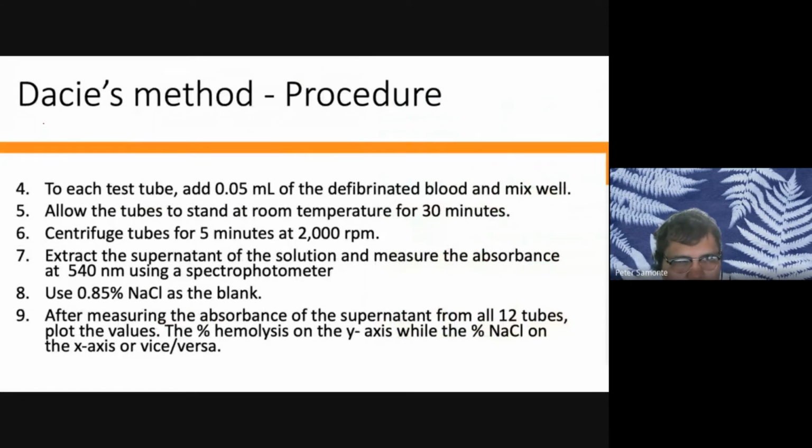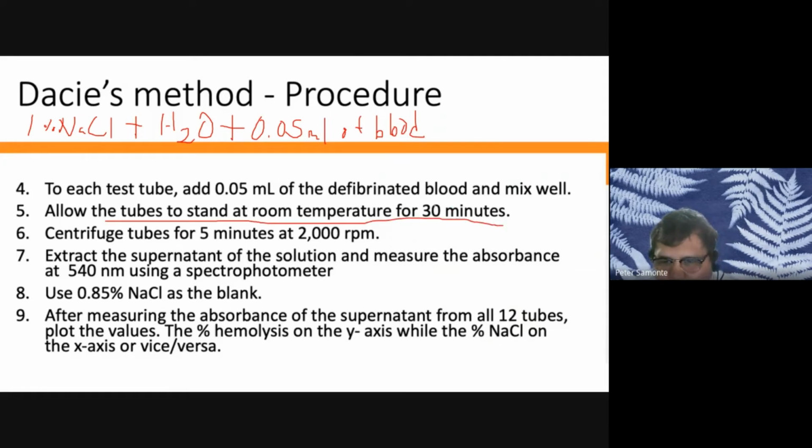So you've added the 1% NaCl plus distilled water. Earlier, you added a drop of blood. This time, you have to add 0.05 ml of blood. Then allow the tubes to stand at room temperature for 30 minutes. Earlier, class, it was 2 hours in your Sanford. This time, 30 minutes. Then you're going to centrifuge the tubes for 5 minutes at 2000 RPM. Extract the supernatant of the solution and measure the absorbance at 540 nanometers.